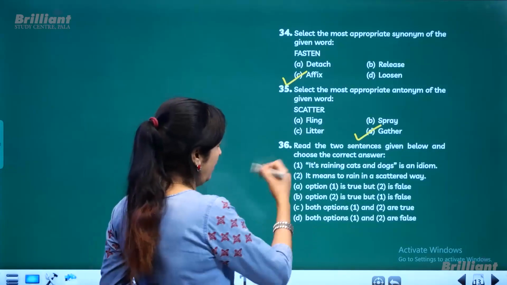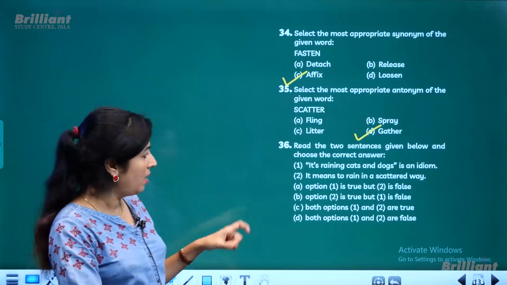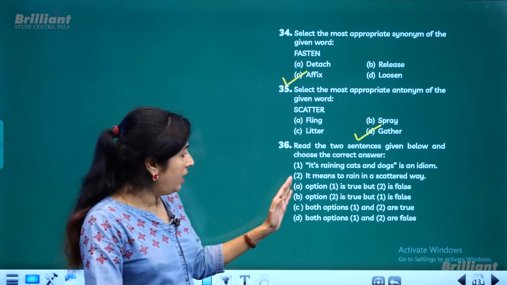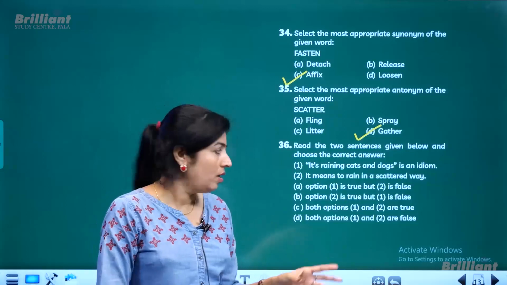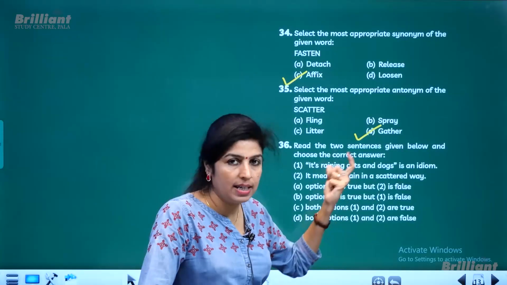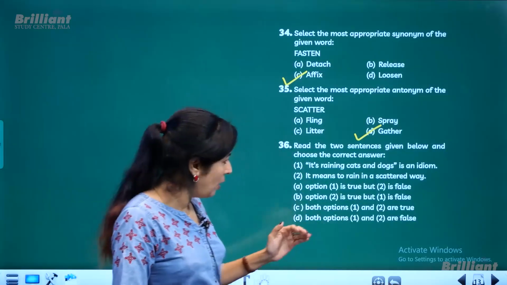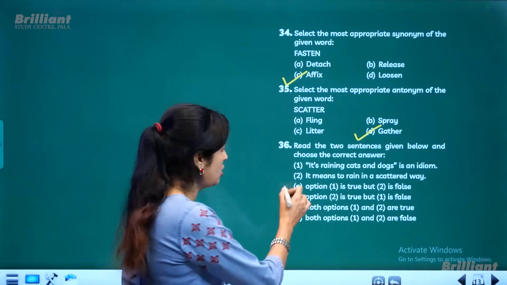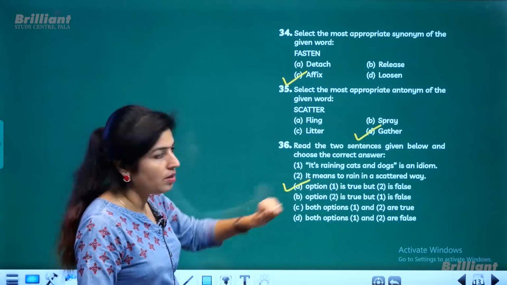Okay. Next is read the two sentences given below and choose the correct answer based on these two statements. First statement is, it's raining cats and dogs is an idiom. Of course, it is an idiom. It means to rain in a scattered way. No. Heavy rains, that's the meaning. So, the first statement, that is it's raining cats and dogs is an idiom, that's a correct statement. But it means to rain in a scattered way is a wrong sentence. Let us see the options. Option A means option 1 is true but 2 is false. So, this option is correct. Option 1, statement 1 is true and 2 is false. Okay.